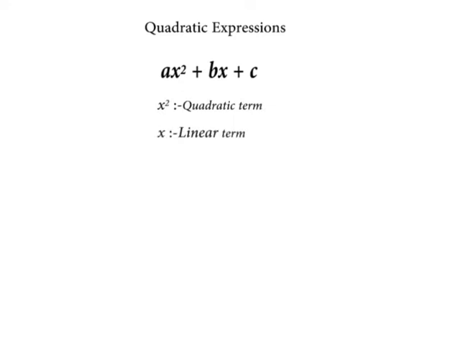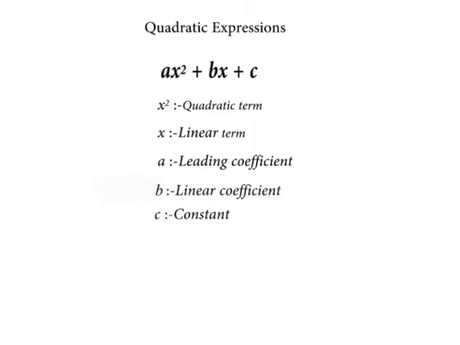X squared is the quadratic term and x is the linear term. A and b are coefficients. A is the coefficient of the quadratic term. It is also called the leading coefficient. B is the coefficient of the linear term. It is also called the linear coefficient. And c is called the constant or the constant term.